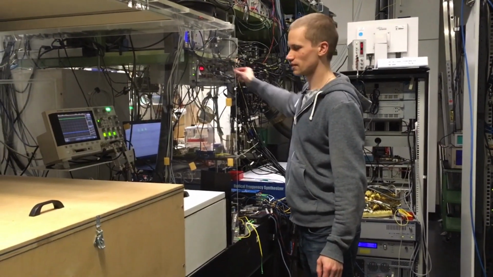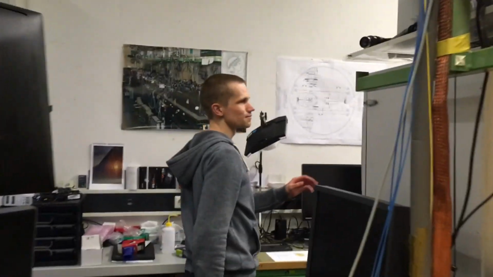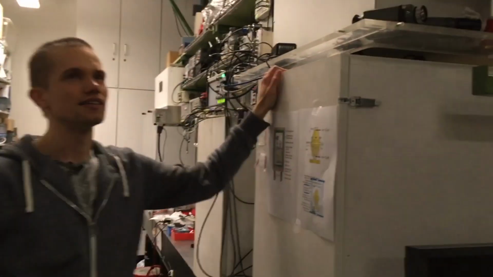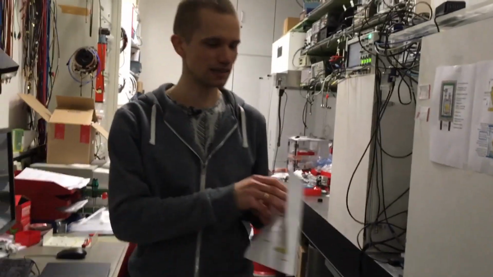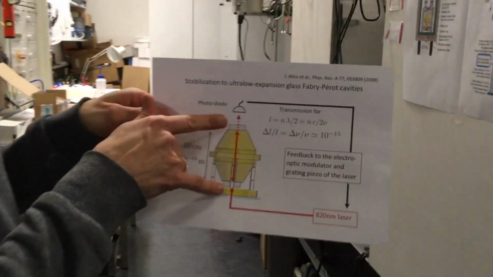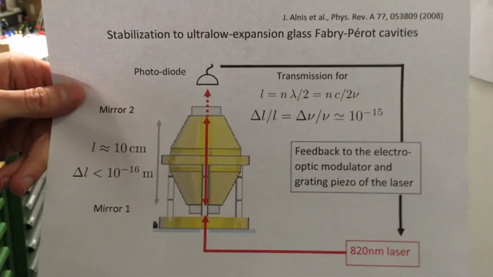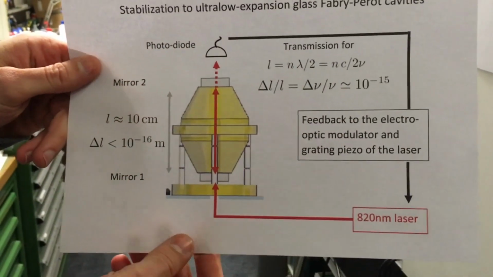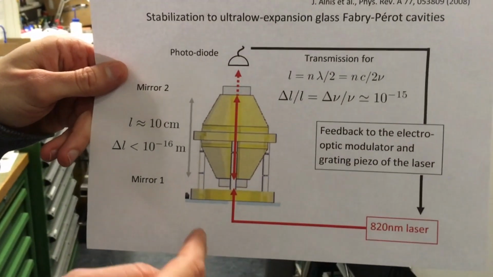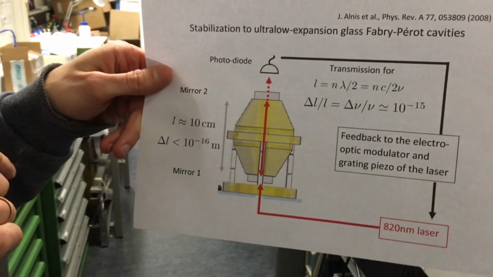Now let me show you the ultra-low expansion glass cavities. This is this vertical box here, and the idea is really simple. We have basically two mirrors which together form the Fabry-Perot cavity. And now the idea is to put in some light from the 820 nanometer master laser and keep the distance between the two mirrors really stable.